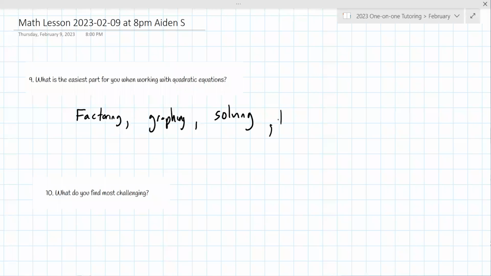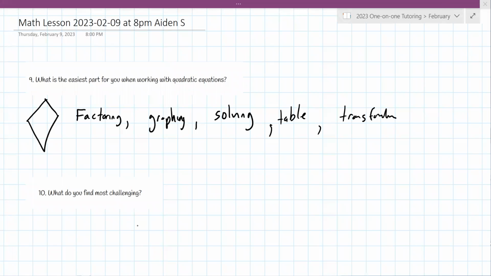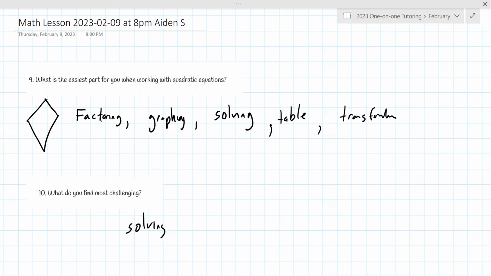We can even throw in like the table, transformations. I wrote down that, what's it called? The diamond method was easy. Okay, so that's good. What else? Anything else you felt like was easy? Nope. Okay. And then the next part is, what do you find most challenging? The solving. Solving. Good. Okay. All right.